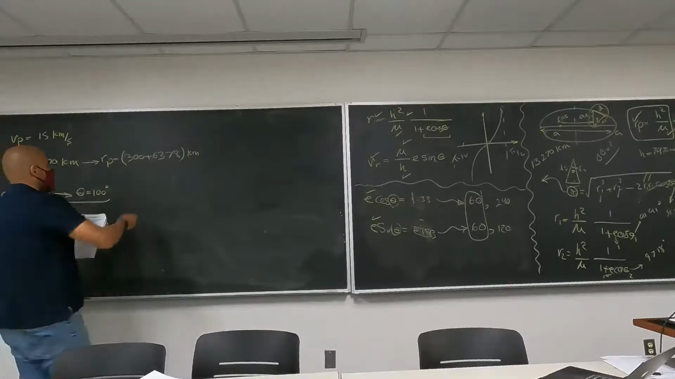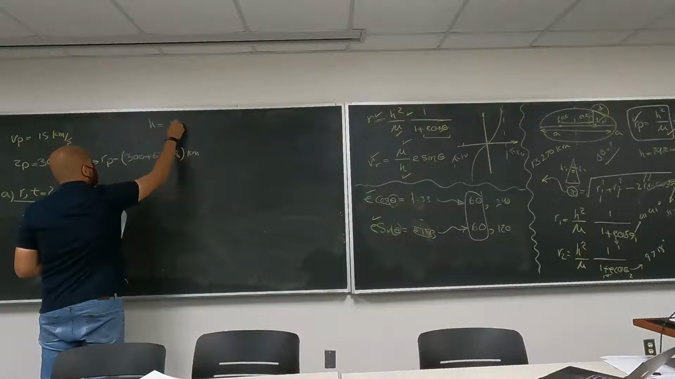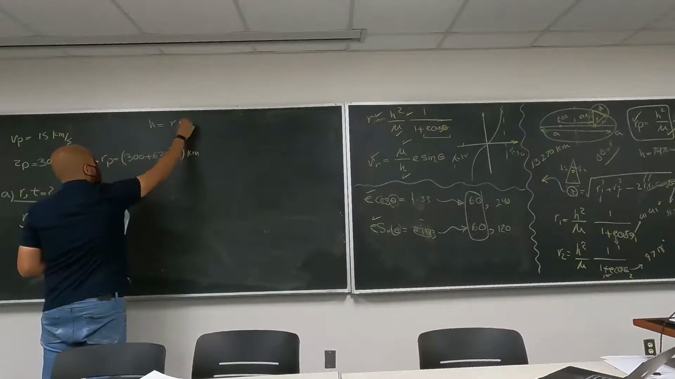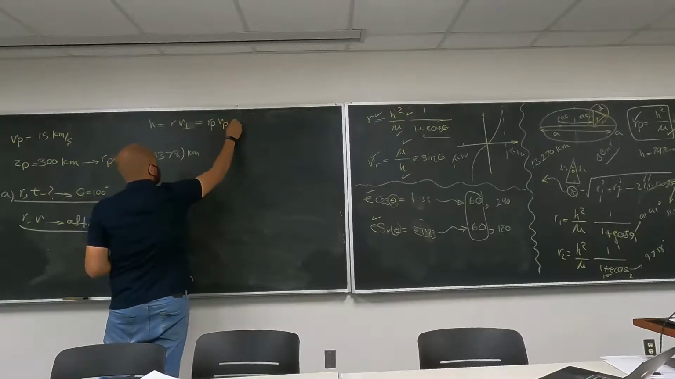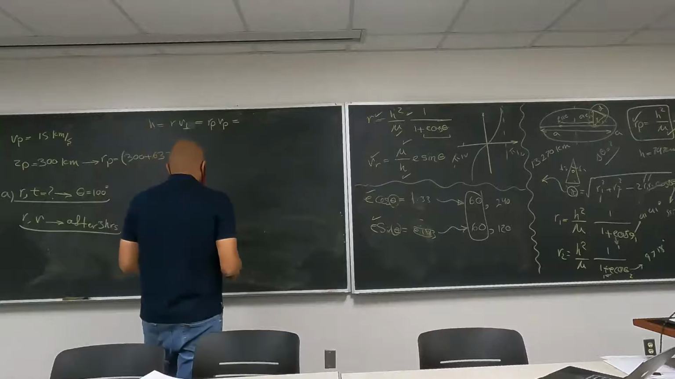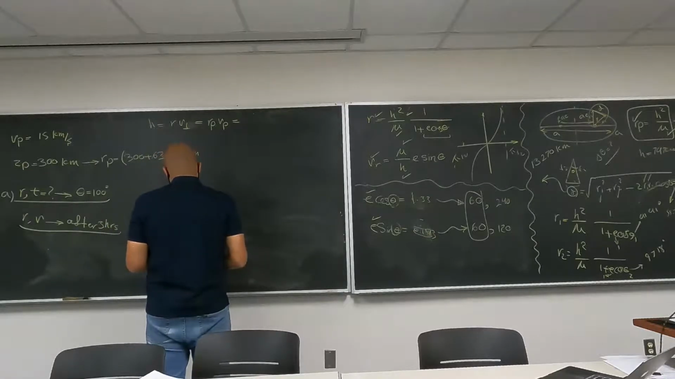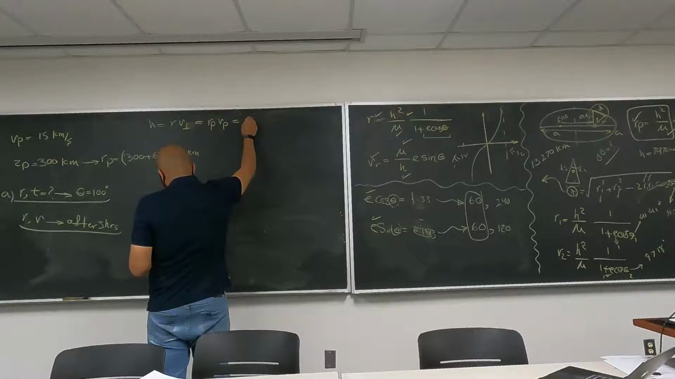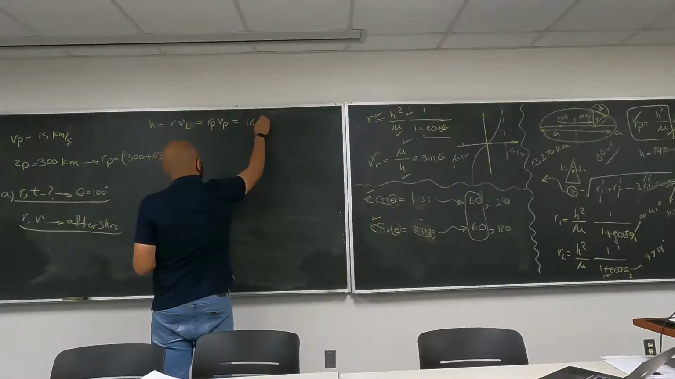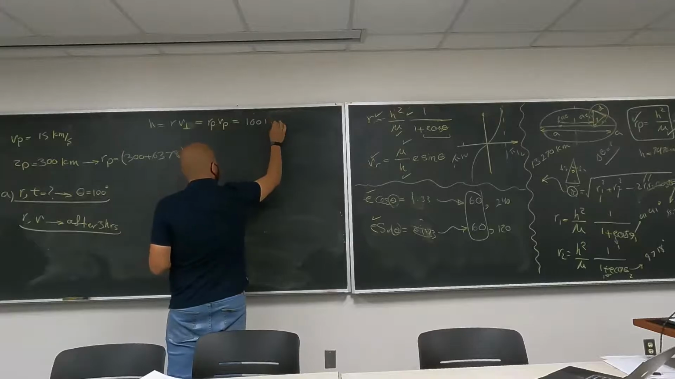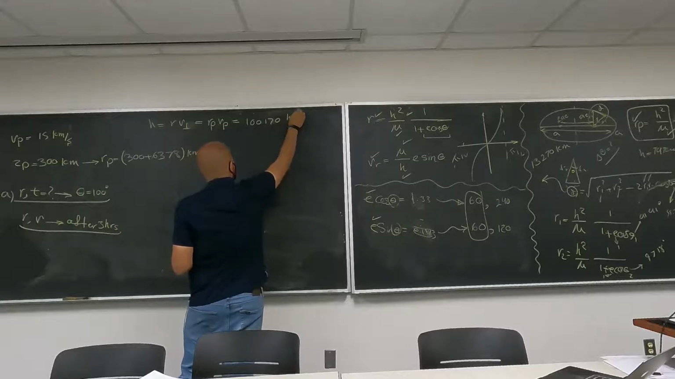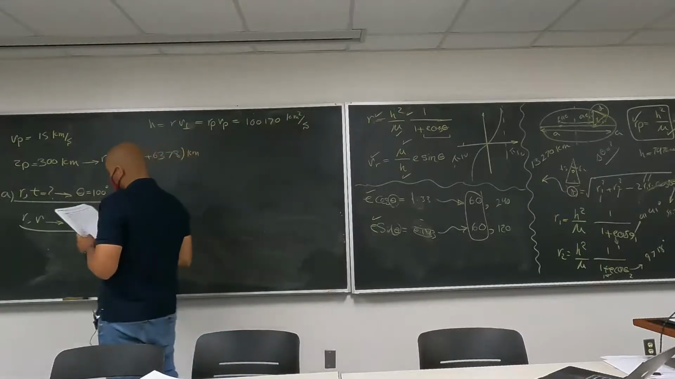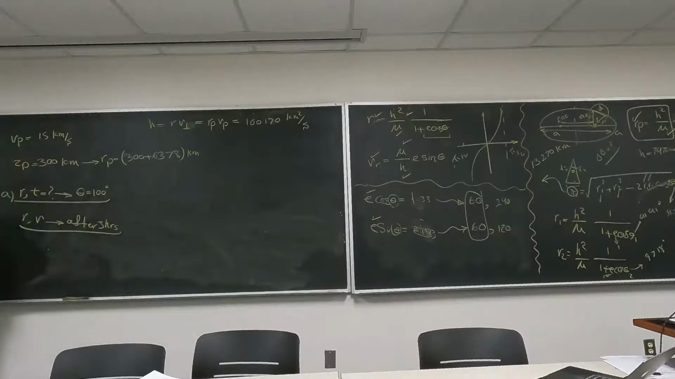And we had the relationship between angular momentum and the azimuthal velocity, which in this case is your perigee radius multiplied by the perigee velocity. If you plug in all of the values you have, you are going to get 100,170 kilometers squared per second. Okay, how can we find eccentricity, or can we find eccentricity here?